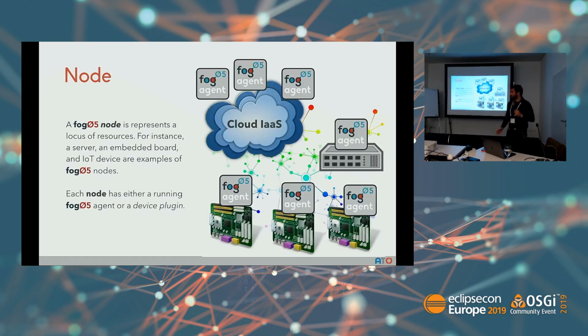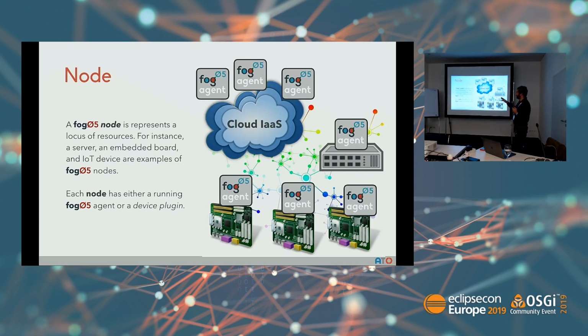Then we have the node. The node is a location for resources. So a node can be anything that has resources on it, like my laptop, my iPhone, or, I don't know, a Raspberry Pi, a very small microcontroller like an STM32, because we have a resource on it and you may want to be able to use that. And in order to expose these resources in FogOS, you need either an agent running on the node or a device plugin. We'll see after why you can have one or the other.